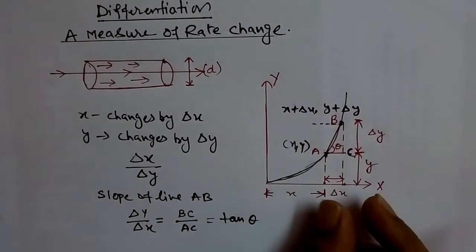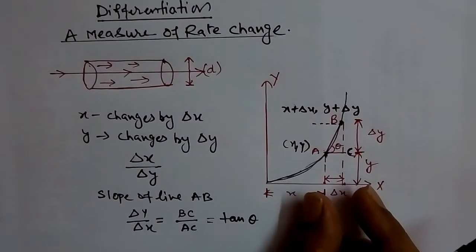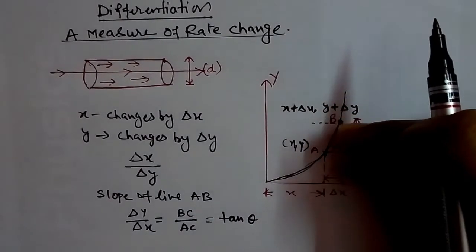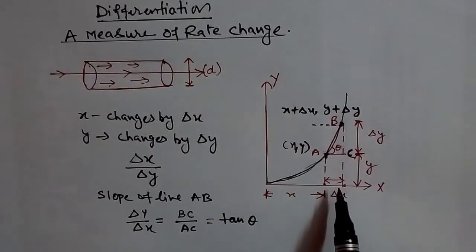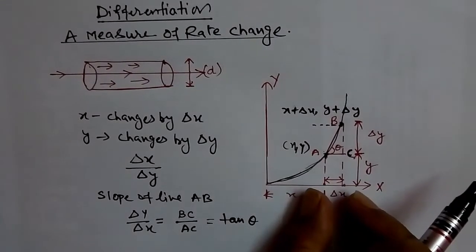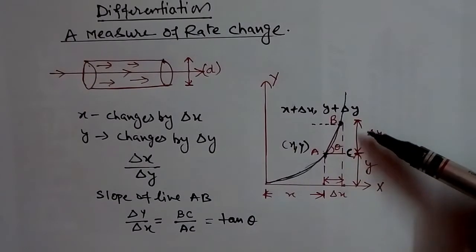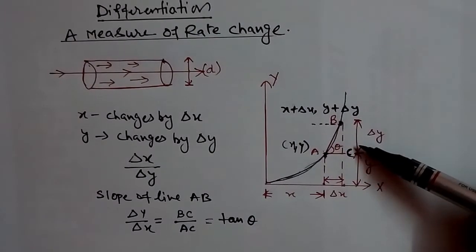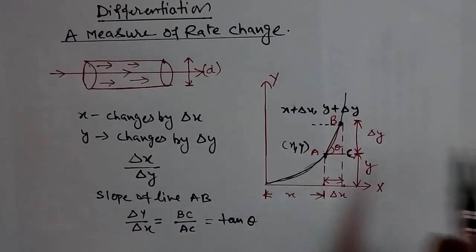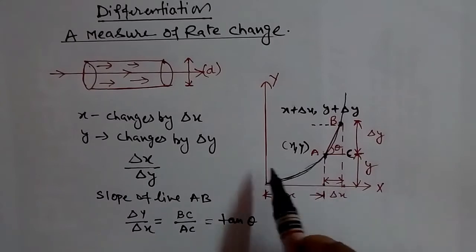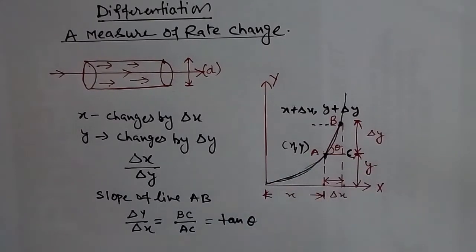Students, we can bring this particular value of del x very close. As this value of del x comes very close, the value of del y also decreases. Remember, students, what I am trying to say here is, if the value of del x comes very close, this height del y will also become very short. So in this case we are able to identify a particular point at x and the value of y at that particular point.